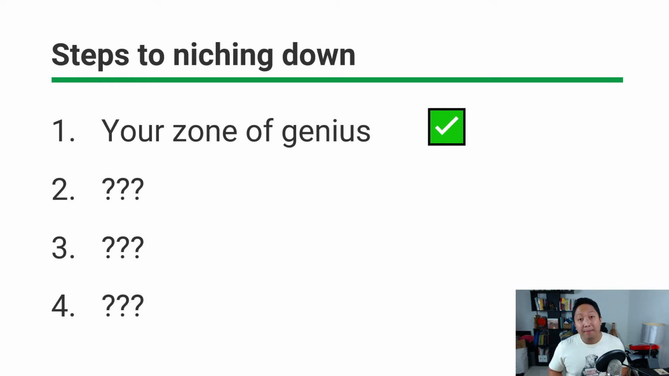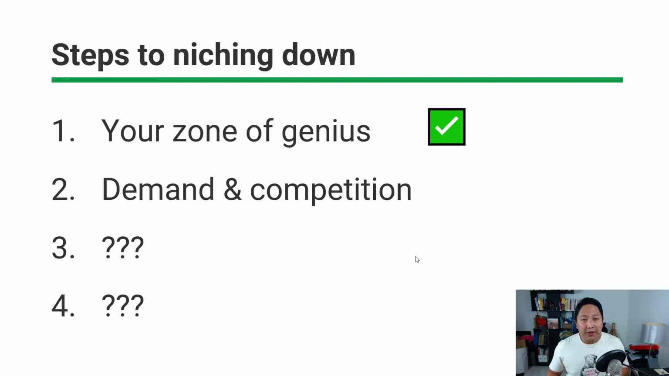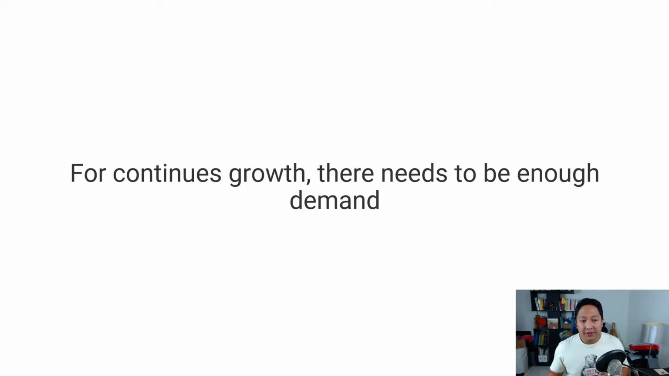So what about the next step? We're going to look at how we can measure demand and competition. Here's the thing. For continuous growth, there needs to be enough demand. And this goes to whichever niche or market that you're going to go in. You see, in the beginning, you might be very specific, but remember, eventually as you grow further, you might want to consider other options on how to diversify and keep growing your income.